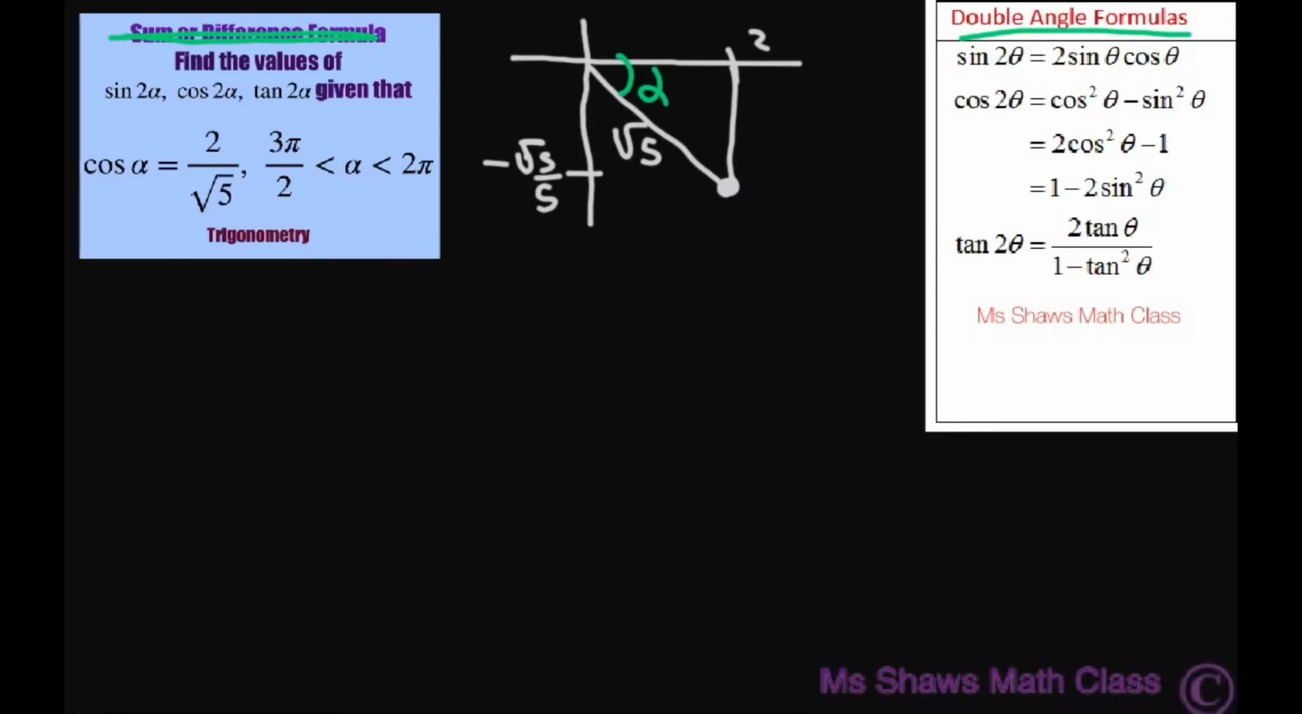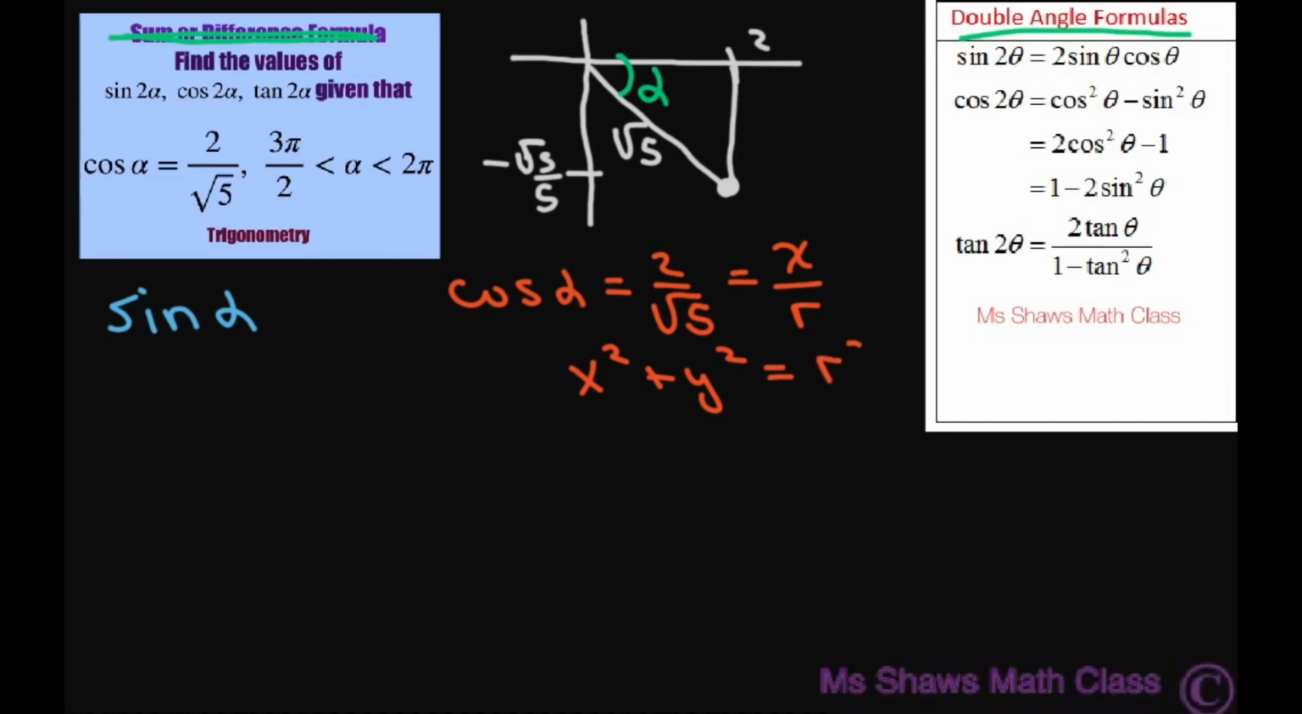All right. So the only thing we need to know when we're using our double angles is we need to find sine of alpha. So we can just use the Pythagorean theorem. If we have cosine of alpha equals 2 divided by square root of 5, that means our x is 2 and our square root of 5 is r. So if we have x squared plus y squared equals r squared, then we're going to have 2 squared, which is 4, plus y squared equals 5. Therefore, y squared equals 1, or y equals plus or minus 1.